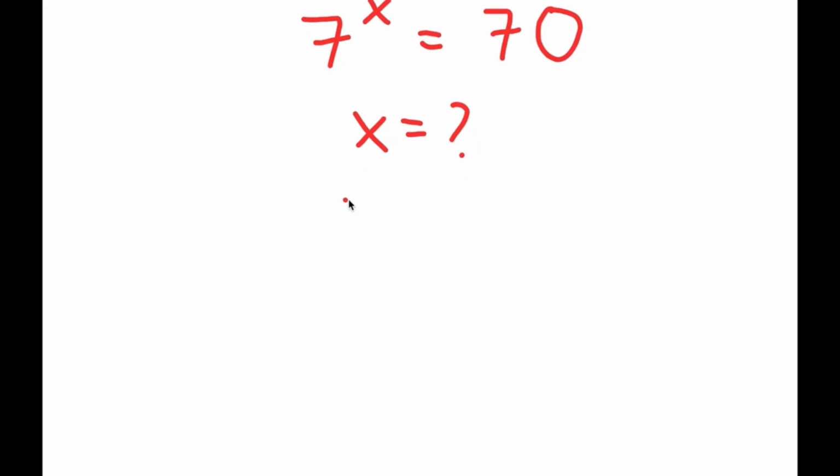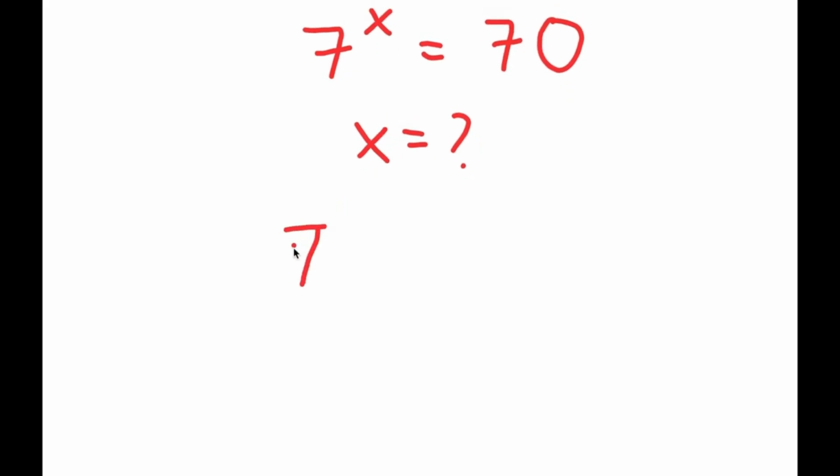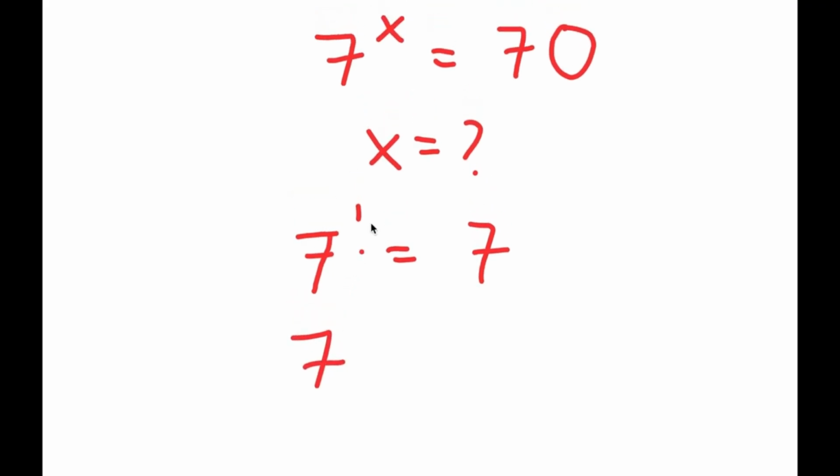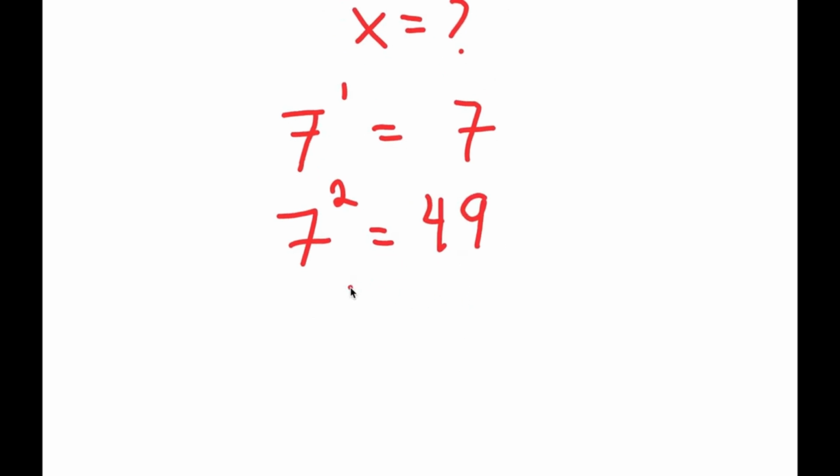So let's just try to plug in a number. Let's start with 1. So we have 7 to the power of 1, and this is equal to 7. Now, let's go one higher. Let's go 7 to the power of 2. This is equal to 49. And now let's go one higher. Let's go 7 to the power of 3. This is equal to 349.